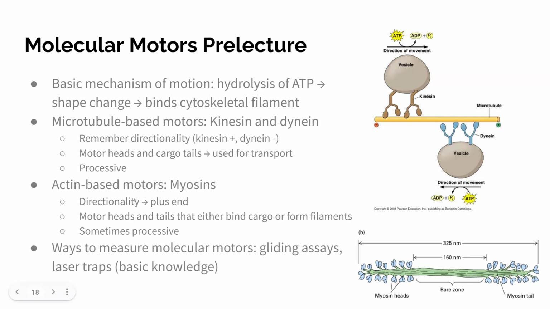And then the actin-based motors are the myosins. They also have directionality; they go towards the plus end. These motor heads and tails either form a dimer or they're forming a filament. We talked about that again today in class. And they are sometimes processive. And also, have some basic knowledge about the ways that we can measure molecular motors.